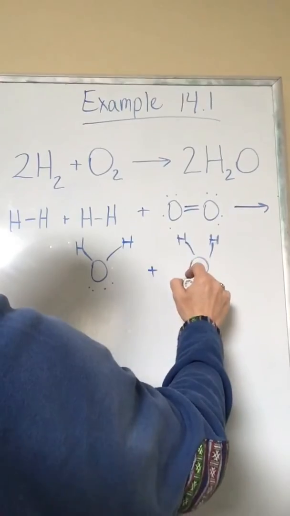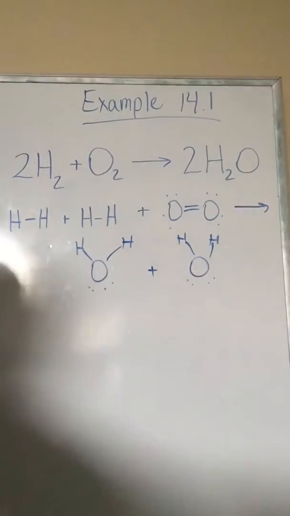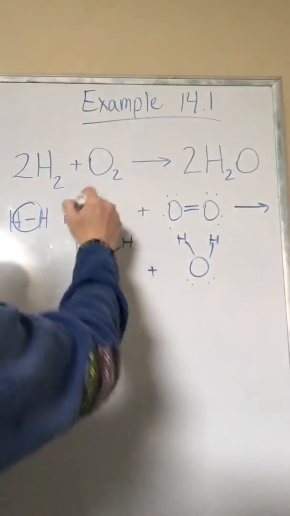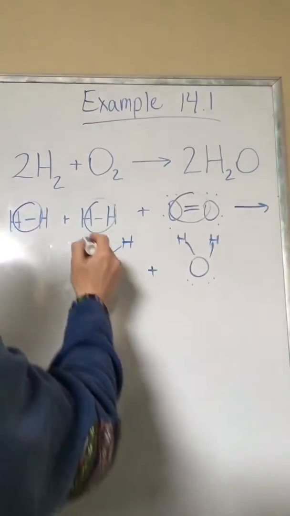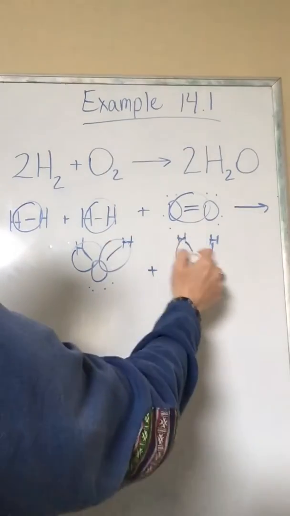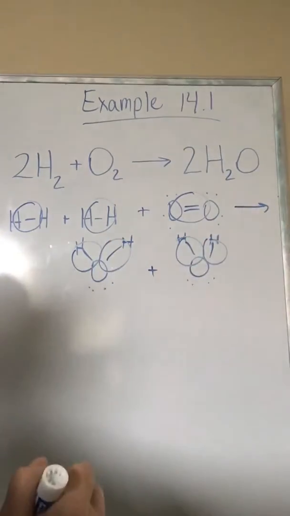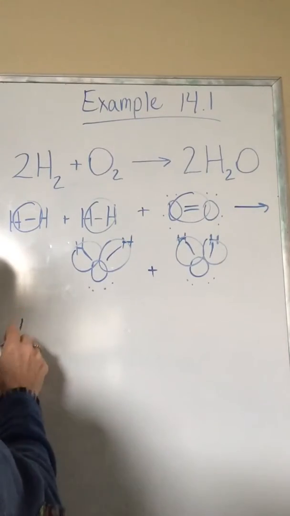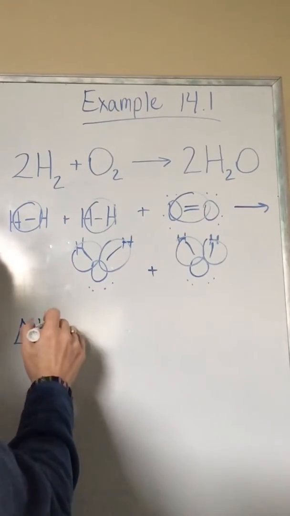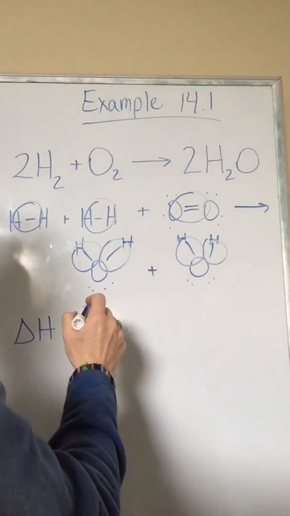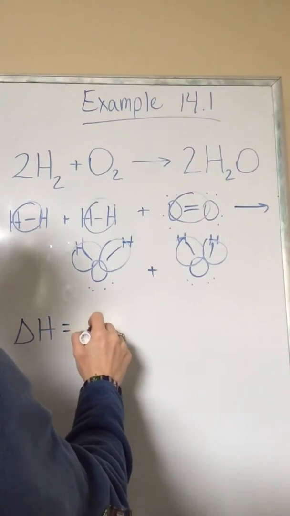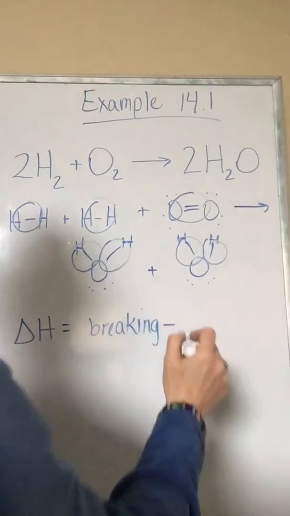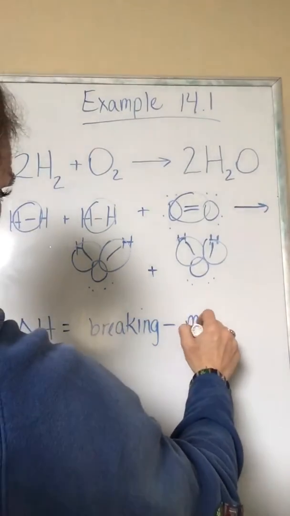So we have to account for the bond energy for every bond in here. So we've got to account for this one, this one, this one, this one, this one, this one, and this one. All right? Now, if you remember, the delta H is going to be the energy of breaking the bonds, minus the making.